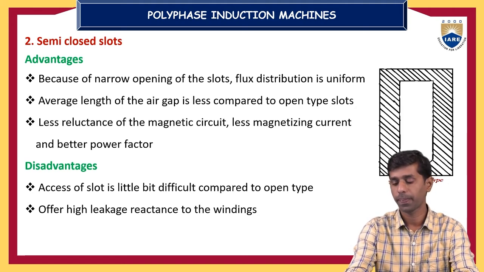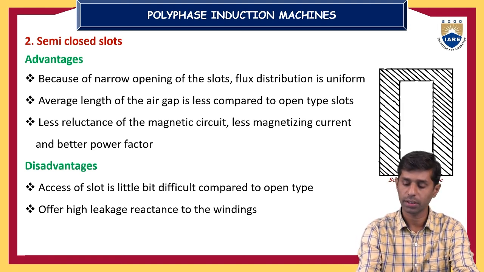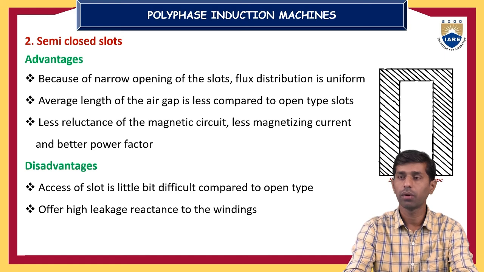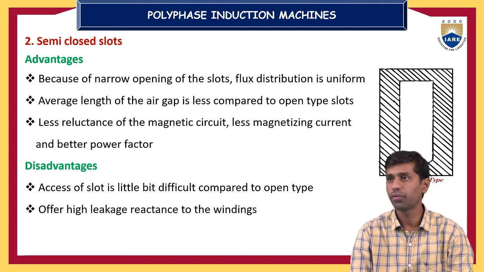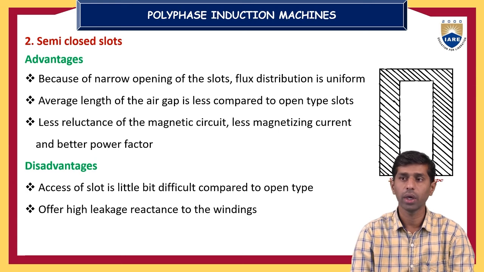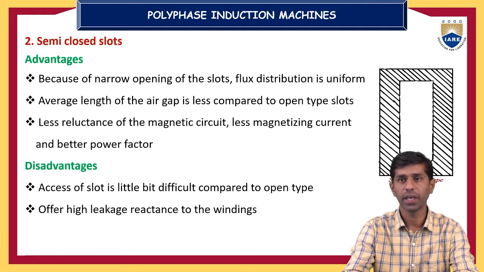Semi-closed slots. Advantage of the semi-closed slots. So here we can see semi-closed slots. Because of the narrow opening of the slots, flux distribution is uniform. So basically the reluctance, average air gap length decreases. So reluctance also decreases, the reluctance of the stator and rotor magnetic circuit.